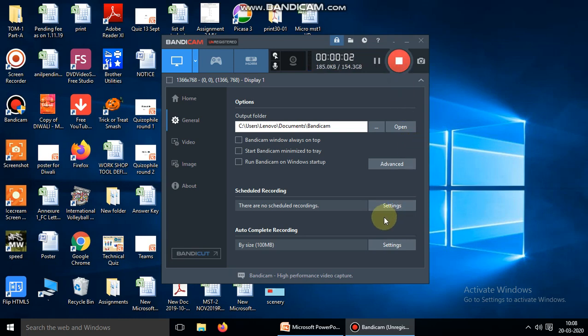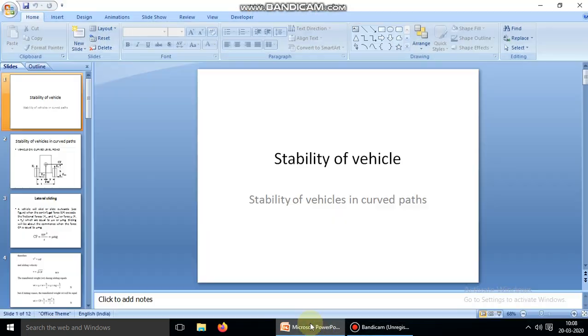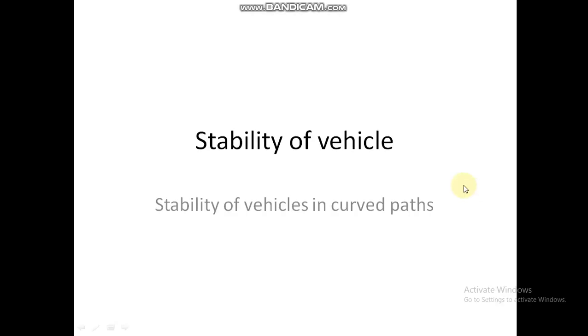Hello students, this is our vehicle dynamics class and in today's class we will discuss the topic of stability of vehicle. In the previous classes we have discussed the topic of stability of vehicle on a slope. But in today's session we will discuss stability of vehicles in a curved path. So let's start the topic.